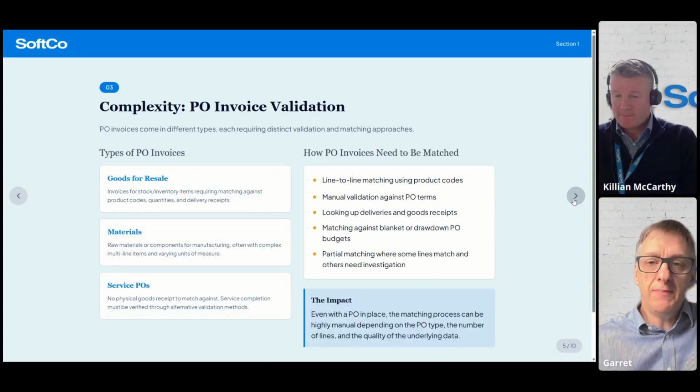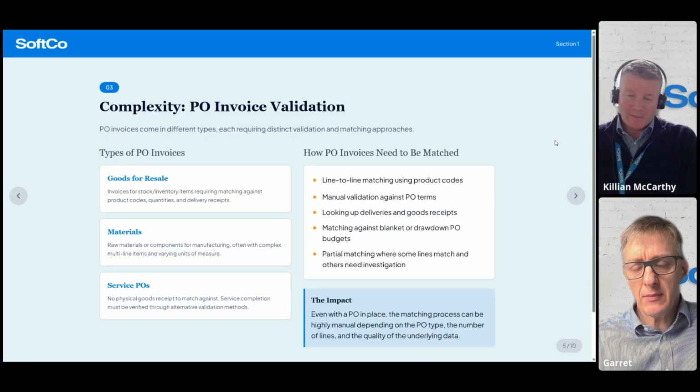And then obviously, I think a lot of companies use purchase orders, but again, there can be different scenarios around what they're using the purchase orders for, and that I think can present different challenges. Is that fair to say?